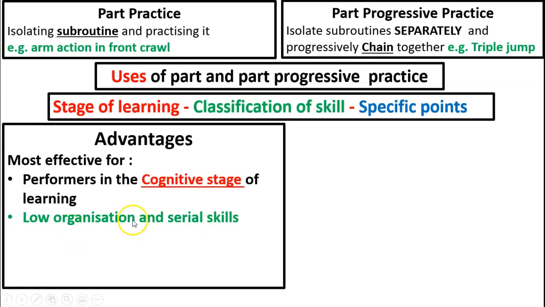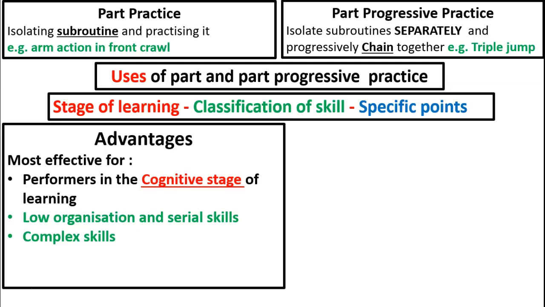So we know skills such as triple jump will be brilliant to use part progressive, as you can see there, triple jump, or part practice, okay, because you can break the subroutines down. Now on top of that, another classification of skill that can be really effectively used with part practice is complex skills. And the reason being is complex skills have a high level of decision making, information processing and perceptual load.